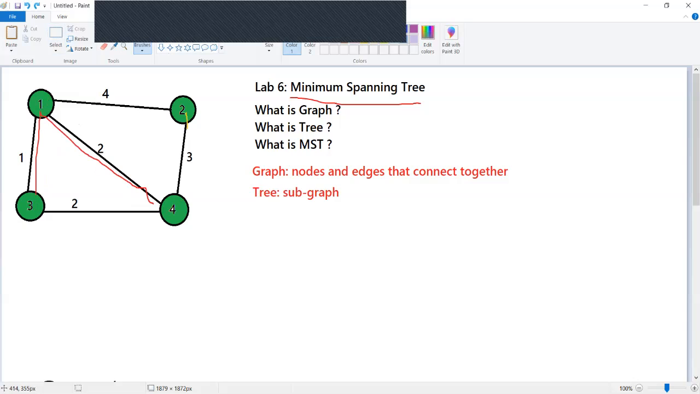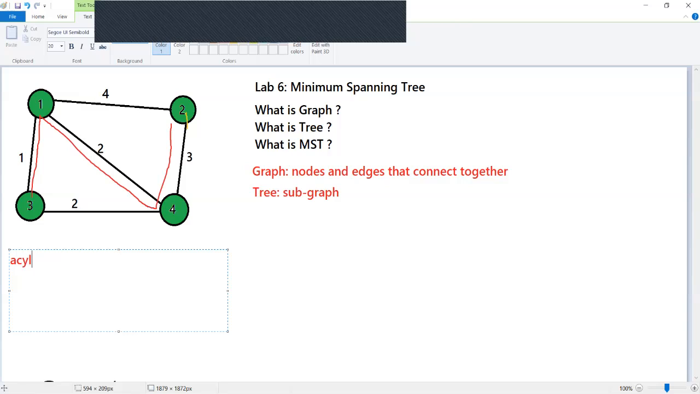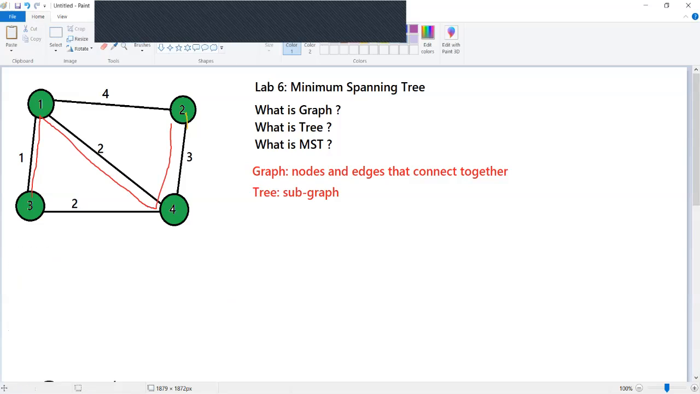But this one right here can be a candidate. It's not a minimum spanning tree yet because we didn't check the total weight, but this can be a good candidate because it goes over 4 nodes. You see it? 4 nodes, and it's also a subgraph, right? And the second criterion is that when you form a tree, it has to be acyclic. So what's acyclic? Acyclic means the tree doesn't form a cycle. So you see this thing doesn't form a cycle.